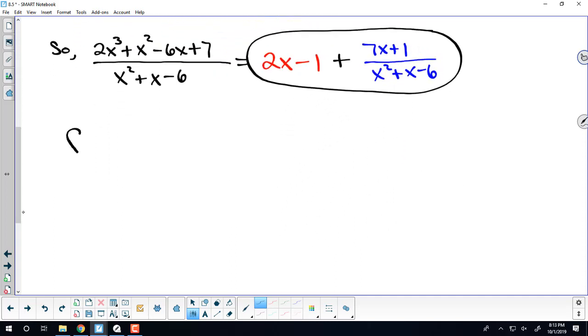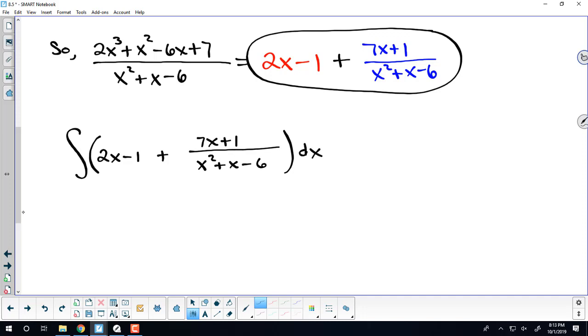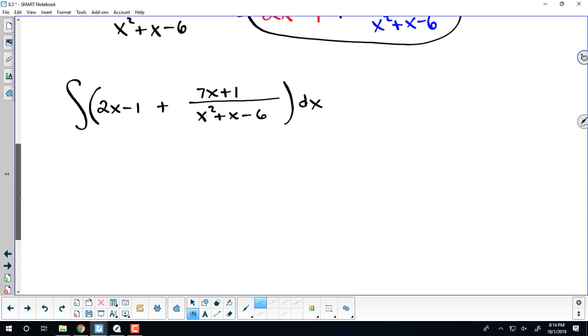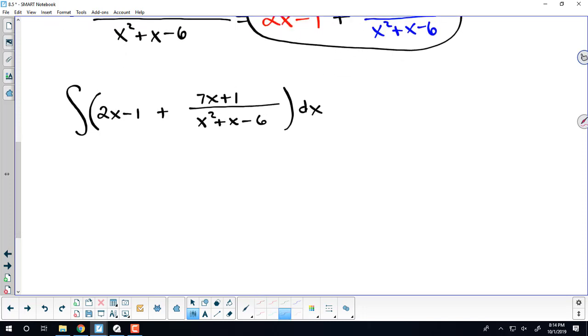So then we need to integrate 2x minus 1 plus 7x plus 1 over x squared plus x minus 6 dx. So the 2x minus 1, that's fine. It's this piece right here, the remainder over the divisor, that we need partial fraction decomposition for.